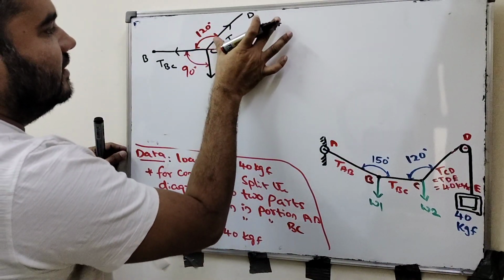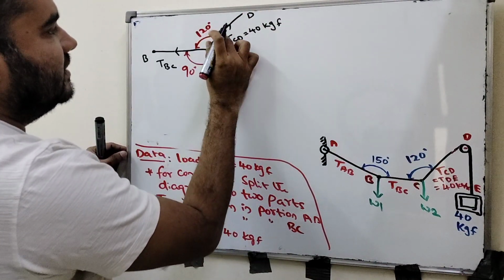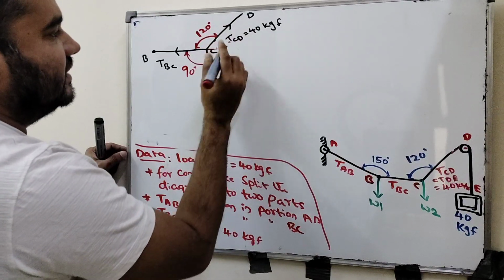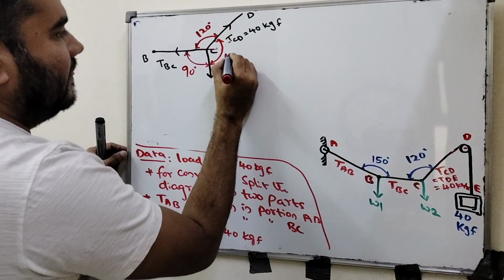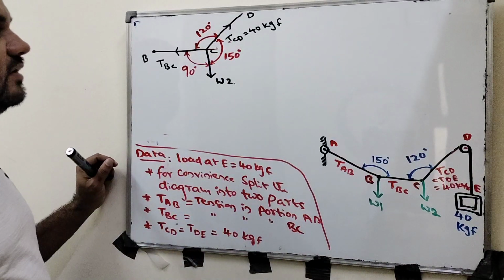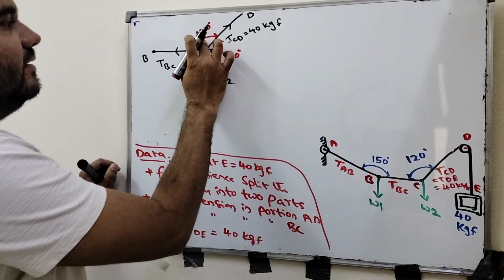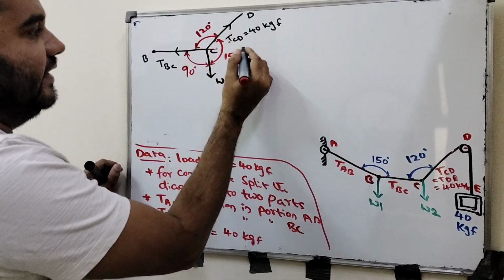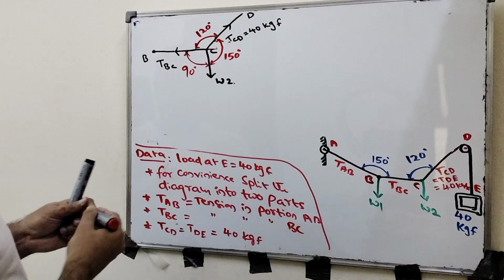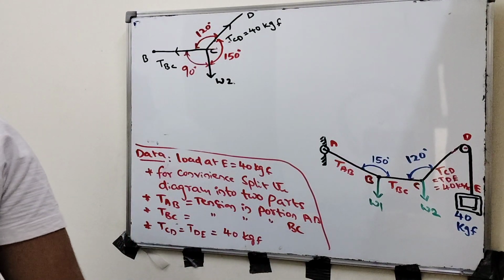Can I write the 150 degrees directly from here? Because this one is 60 plus 90. 60 plus 90, how much will this be? 150 degrees. 120 plus 60 is 180, right? And this is 60 plus 90, 150 degrees. Okay. Now apply Lami's theorem here.